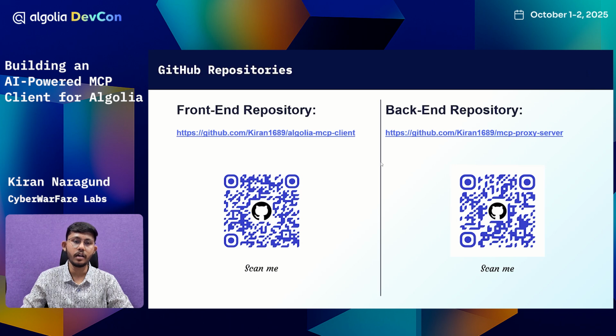So I have made the front end and back end code available on my GitHub repositories. You can scan these QR codes, and you can visit the repositories. You can build it, you can break it, you can clone, fork, do whatever you want.